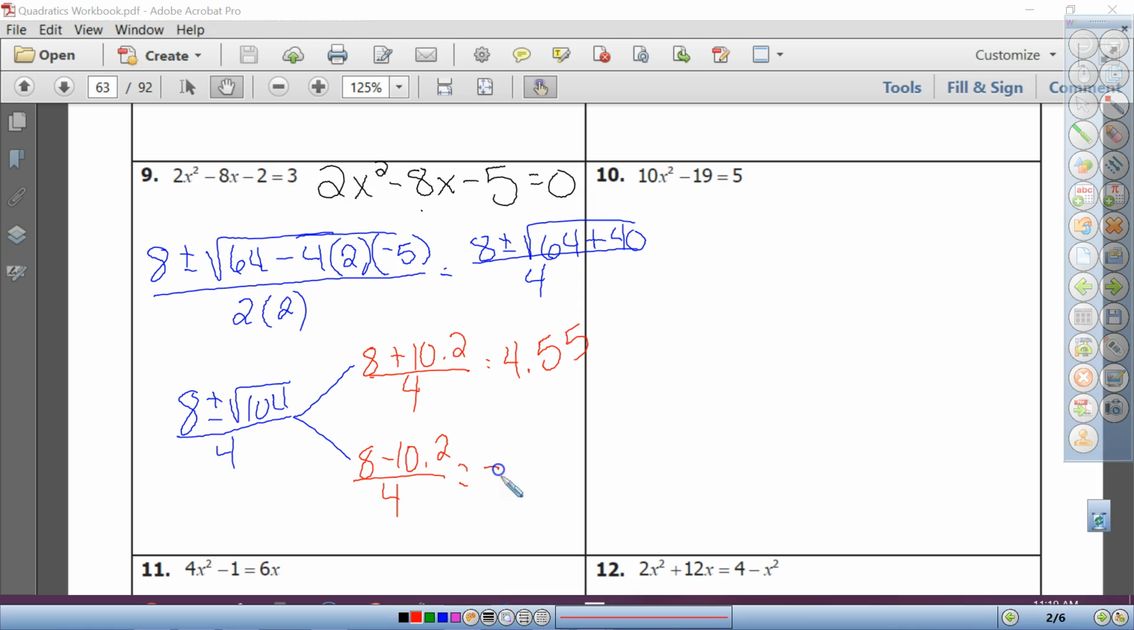I've got negative right here, 0.55. Okay, that's my answer. So you know it's negative, because A and C are both negative.